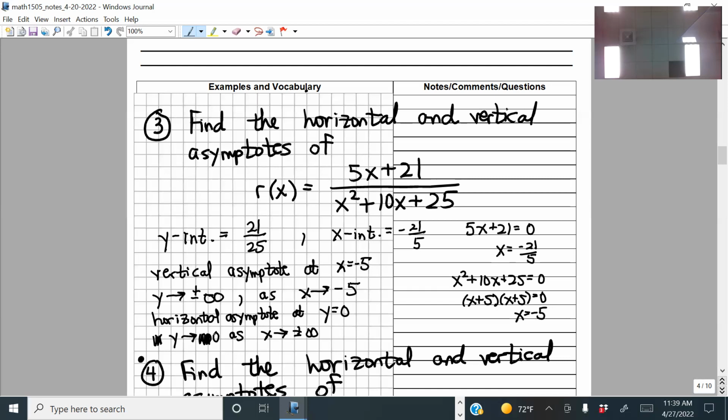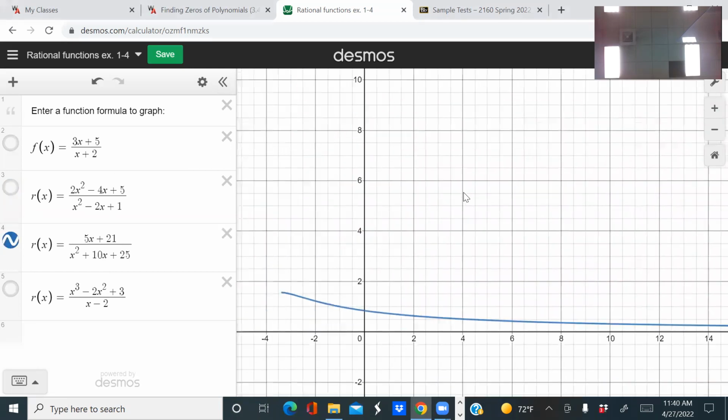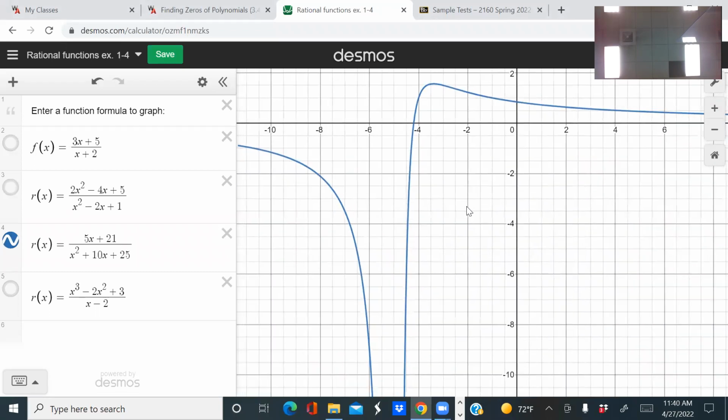Well, let's check that now and see if we got some of those things right. So let's look at the graph. I have a graph here. That's it, right? Yeah, that's the formula. So let's turn that one on. Ooh. All right, so we get a funky graph here.